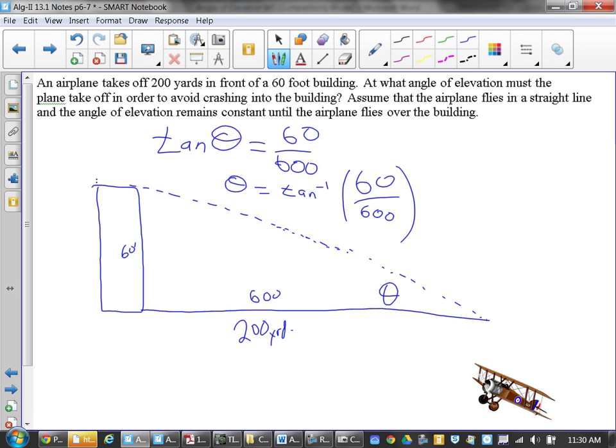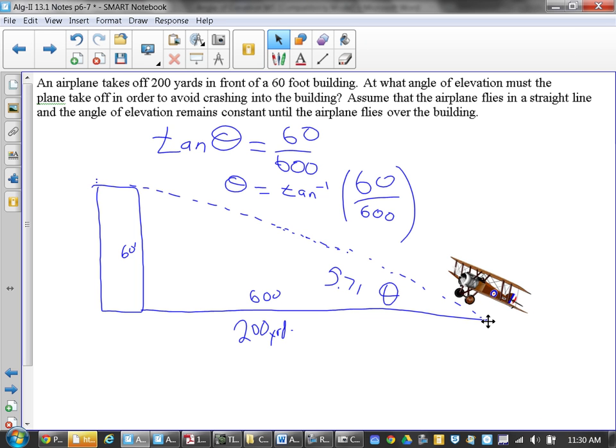5.71 degrees. It doesn't seem like it's very much, but it's enough to clear the building. Is it really though? That's a really small angle.